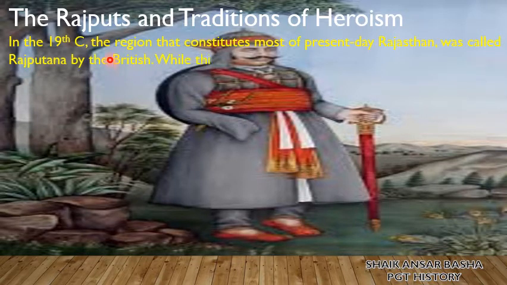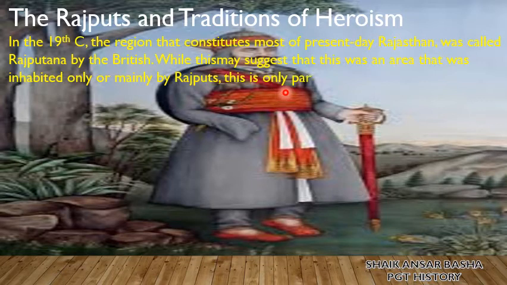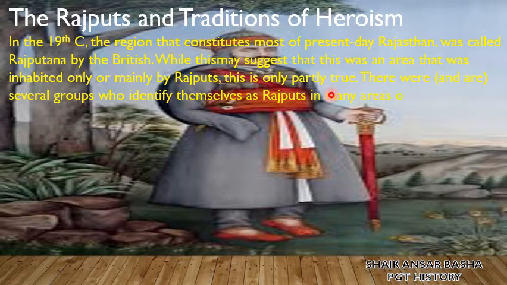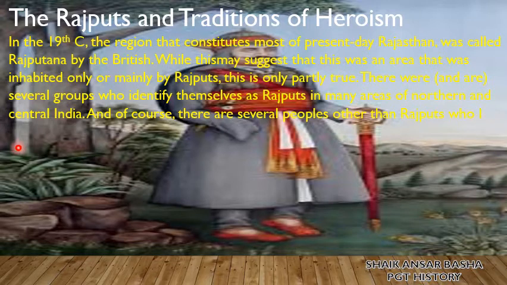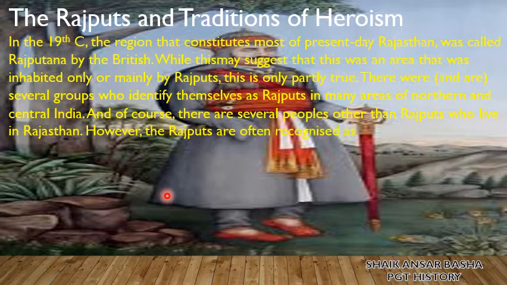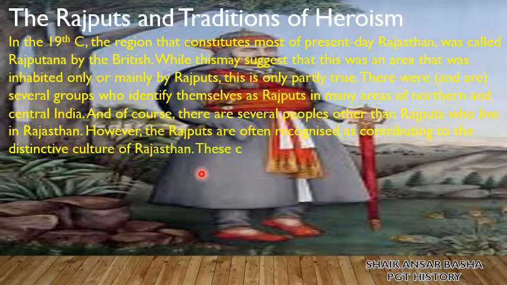In the 19th century, the regions that constitute most of present-day Rajasthan were called Rajputana by the British. While this may suggest that this was an area inhabited only or mainly by Rajputs, this is only partly true. There were several groups of people who also lived in Rajasthan and in many areas of northern and central India. And of course, there are several peoples other than Rajputs who live in Rajasthan. However, the Rajputs were often recognized as contributing to the distinctive culture of Rajasthan.